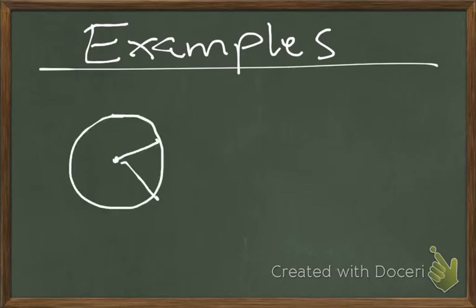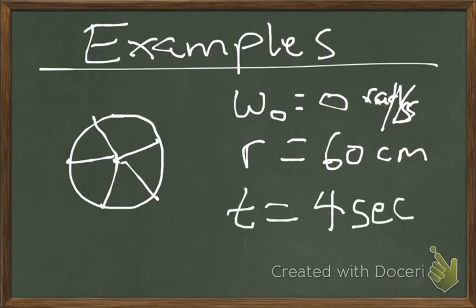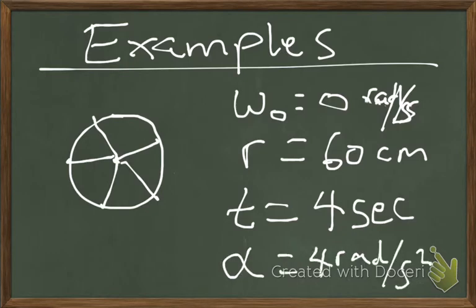concretely in an example. So here's a wheel, a bike tire. It has an initial angular velocity of 0, radius of 60 centimeters, and it's going to start spinning. So it's going to be spinning faster and faster as time goes on. So there's going to be an angular acceleration, and it's going to do this for 4 seconds, and it has an angular acceleration of 4 radians per second every second. And the question that I want to answer is, what would its angular velocity be in 4 seconds?